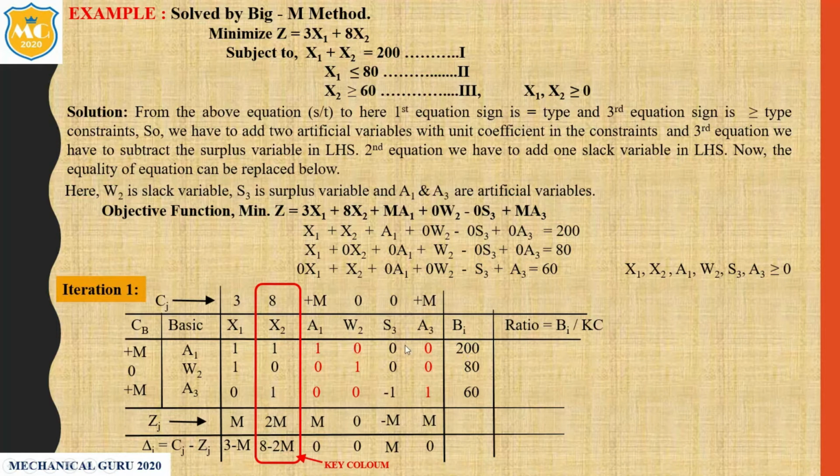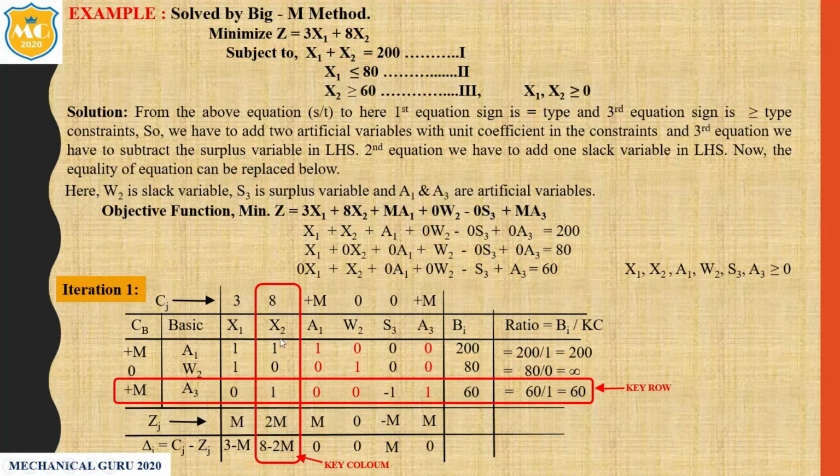Okay, so 200 divided by 1, 80 divided by 0 and the last 60 divided by 1. Okay, so in the ratio we have to choose the minimum positive number. So here the minimum positive number is 60. So this is our key row and this is our key element, where both key row and key column intersect at one point. This is the key element. Clear? So here the first iteration is completed.